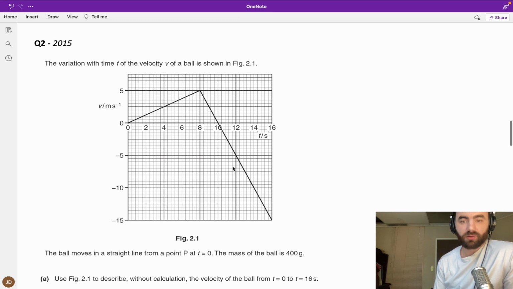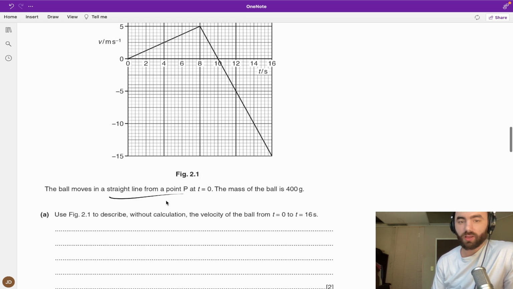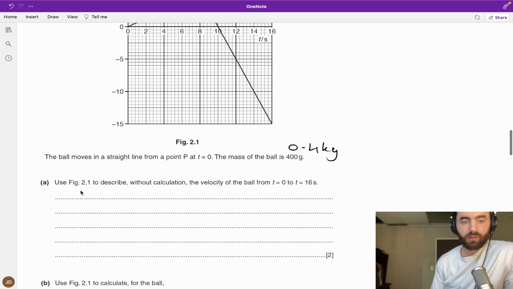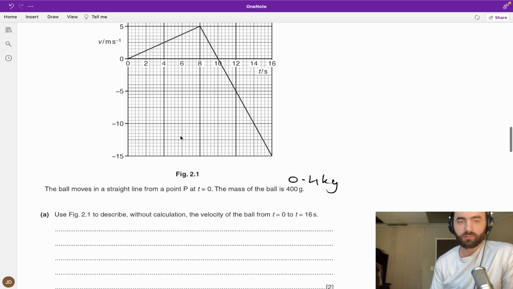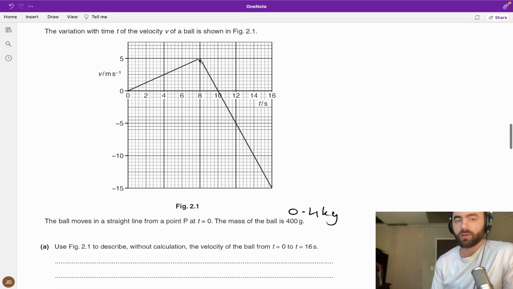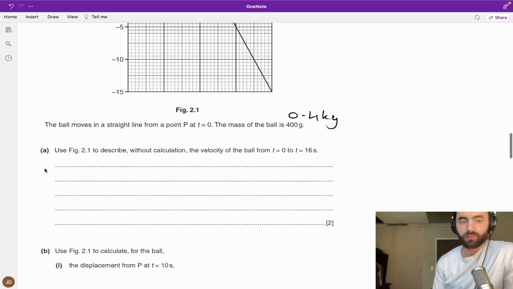So we have a VT graph. The ball moves in a straight line from point P at t equals 0. The mass of the ball is 0.4 kilograms. Use this figure to describe without calculation the velocity of the ball. So what's happening? From 0 to 5, its velocity is increasing at a constant rate.